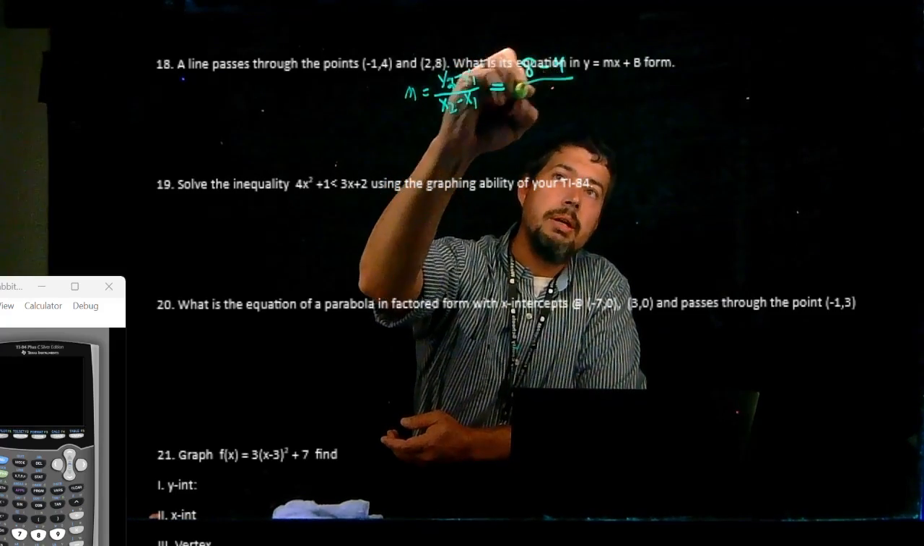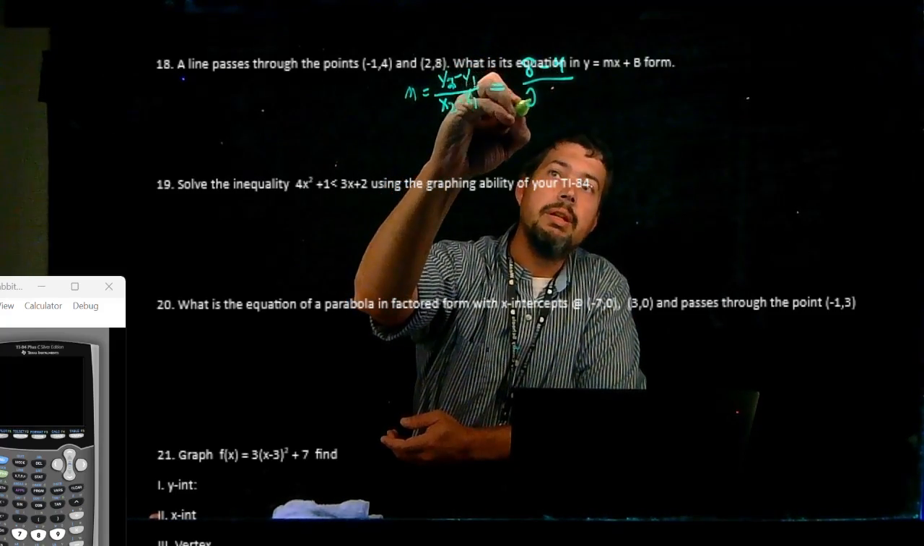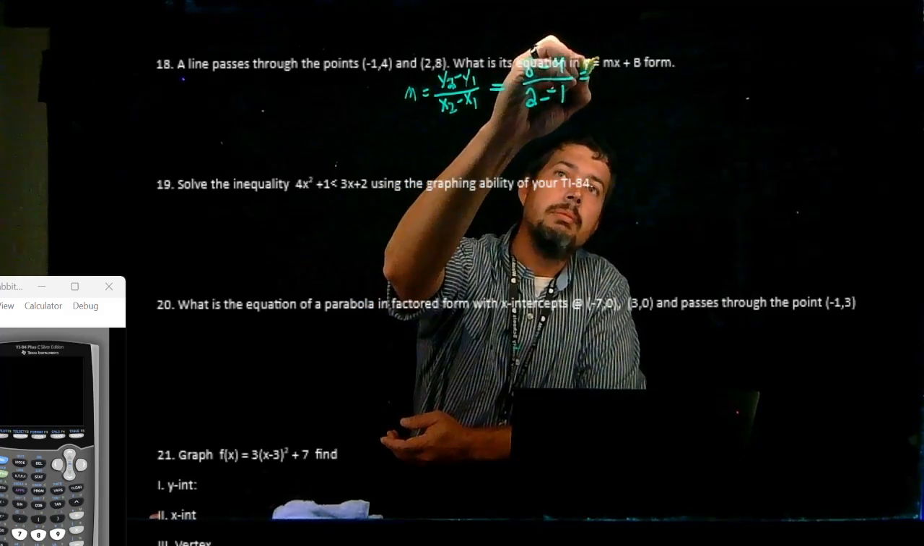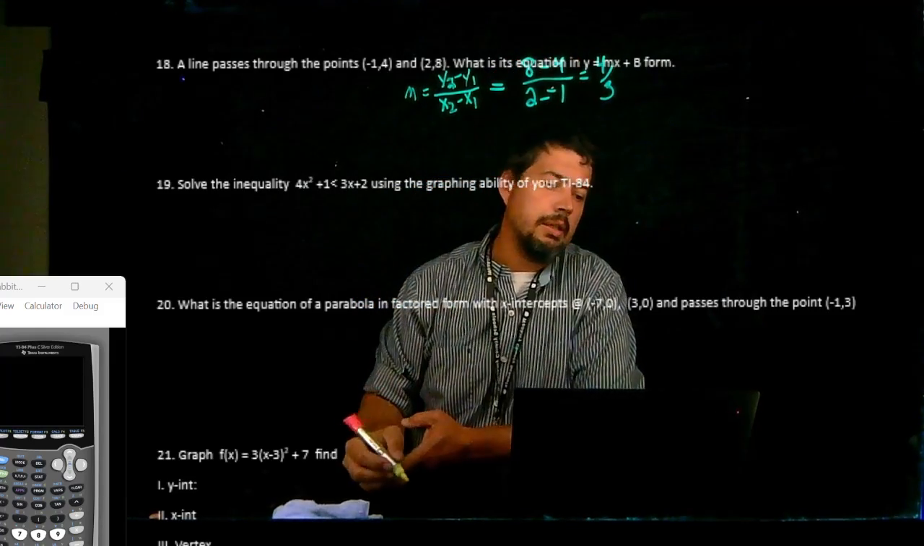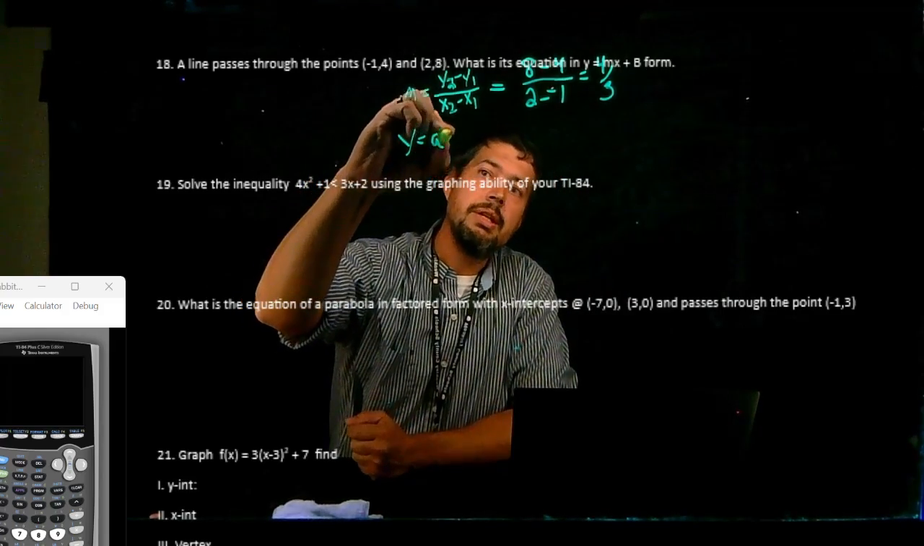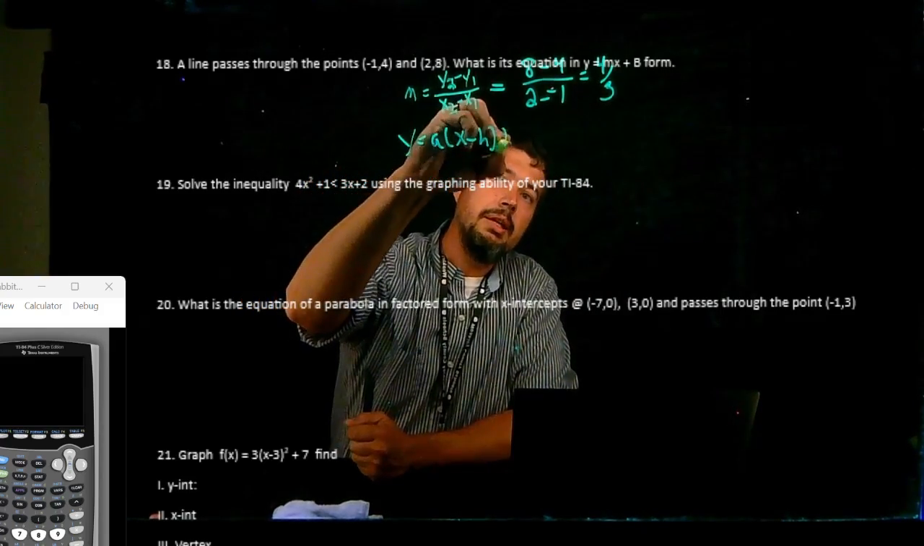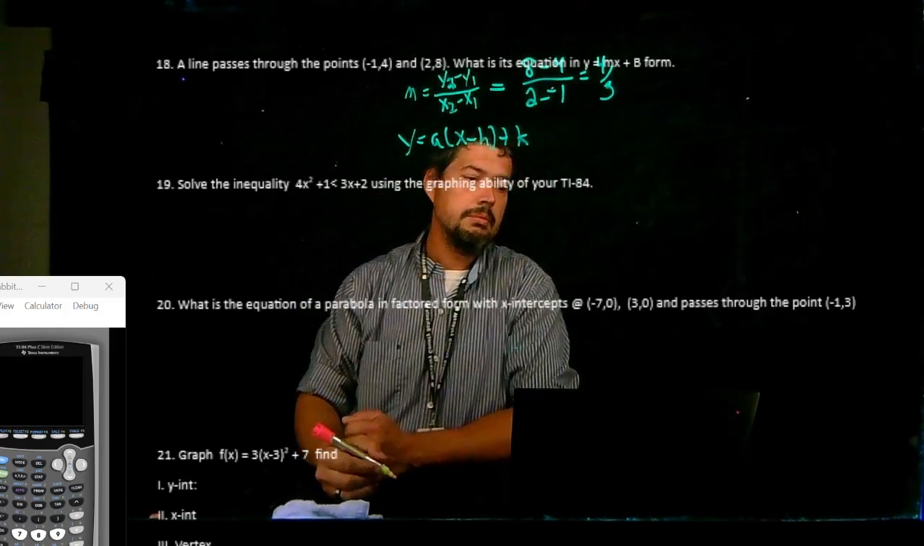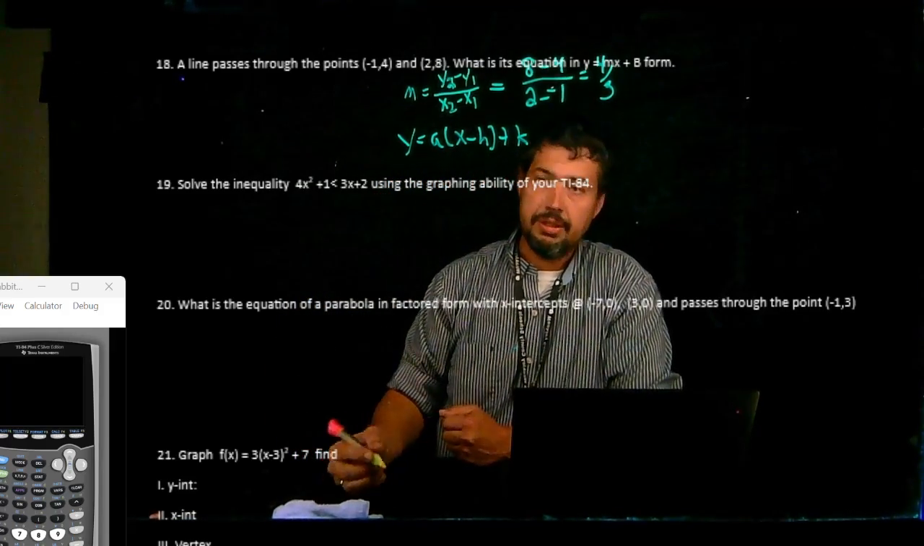The top is 8 minus 4. The bottom is 2 take away a negative 1. And that's going to give me 4/3. Now, I'm going to use this form that I've done with y'all. It's y equals a times x minus h plus k. You've got your slope. We just figured out to be 4/3.